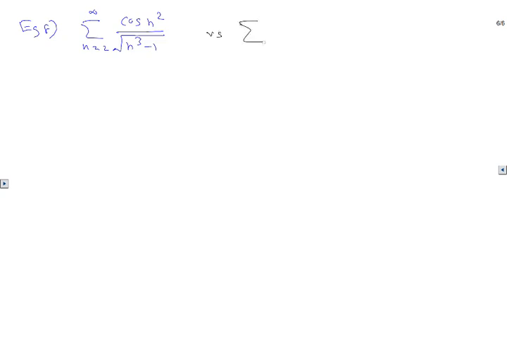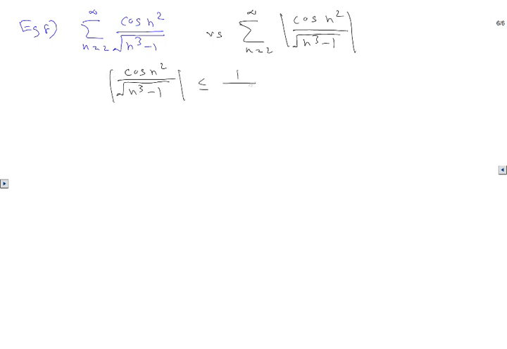So instead of this, we're going to look at the absolute series: cosine n squared over the square root of n cubed minus 1. If you do that, there are certain things we can see, because we know that the cosine is always between negative 1 and 1, so this part has to be less than or equal to 1 over the square root of n cubed minus 1. I don't write the absolute sign anymore because this is positive. We start with 2. You can't start with 1 because then you get 0.